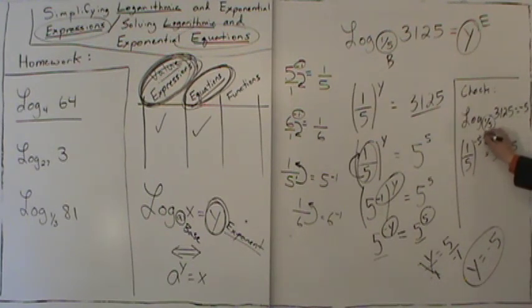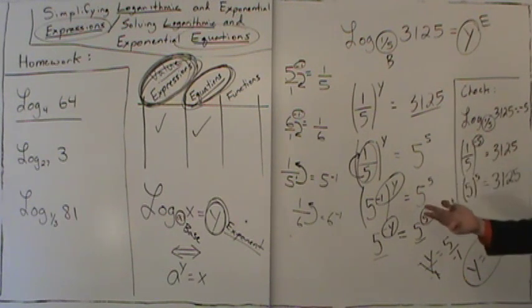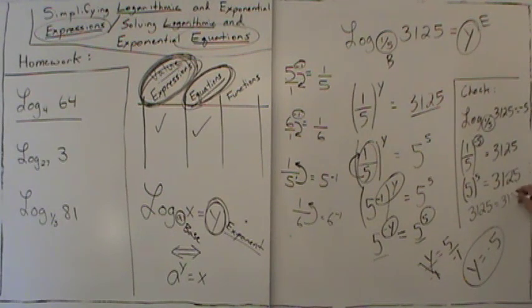And remember, negative exponents on the outside mean what? Flip it and make the outer exponent positive. So we flip the 1/5 and make this 5, and change the outer exponent to positive. 5 to the positive 5 equals 3,125. And now 5 to the 5th power is 5 times 5 times 5 times 5 times 5, which is 3,125, is equal to 3,125, and it checks out.